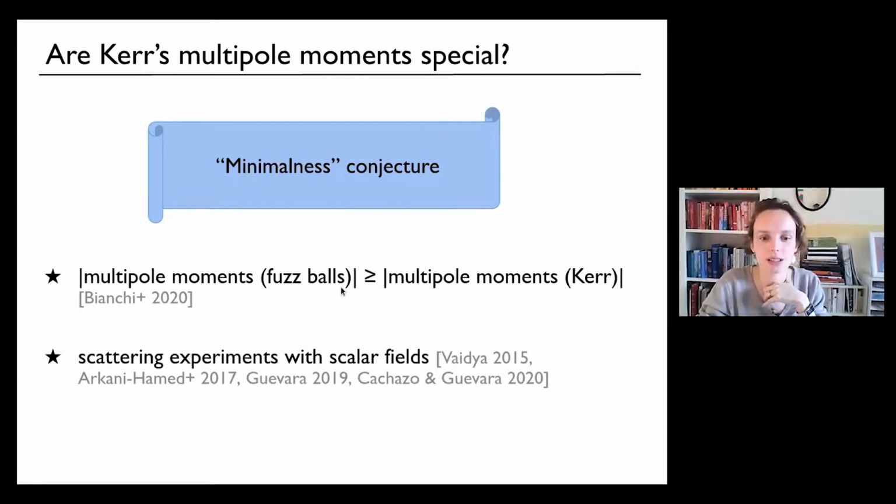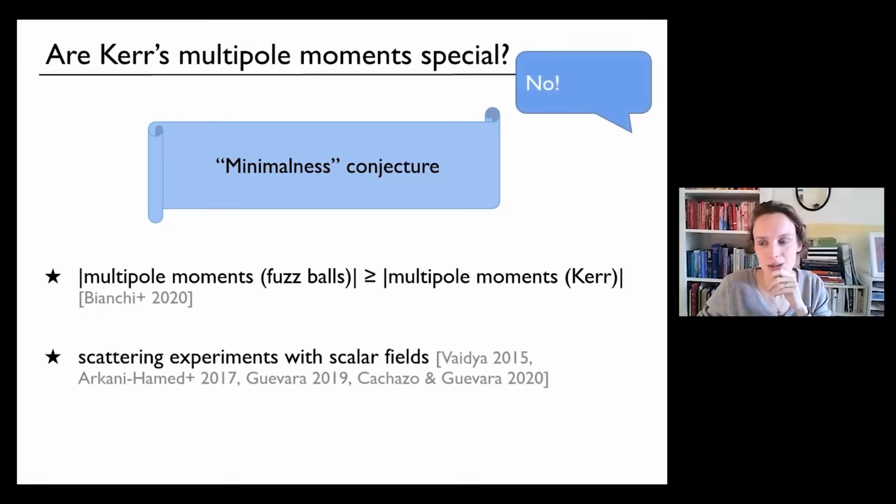In particular, some numerical evidence was provided for that, where people compared the multipole moments of, say, fuzzballs to those of the Kerr spacetime, and found this to be true. And there was also some additional evidence from a completely surprising corner, with all these scattering experiments that Michaela also implicitly talked about, with scalar fields, that showed that indeed, in some ways, it looks like the multipole moments of Kerr are special and minimal. But in fact, we know this cannot be true.